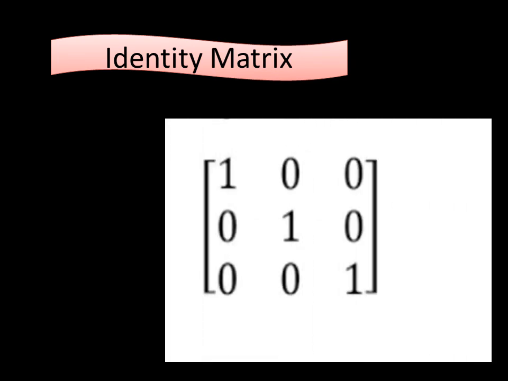Identity matrix is also called a unit matrix, and unit means 1. So we can say that if all the entries on the diagonal places are 1 and all other entries are 0 in a matrix, then this type of matrix is called identity matrix.